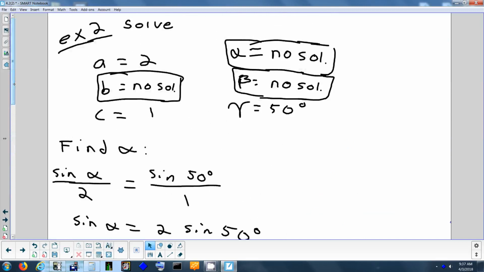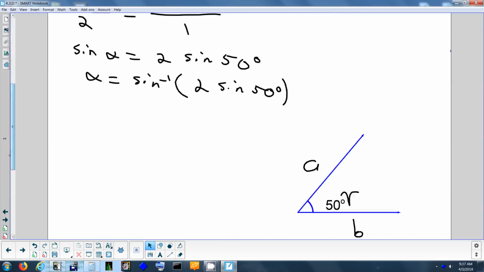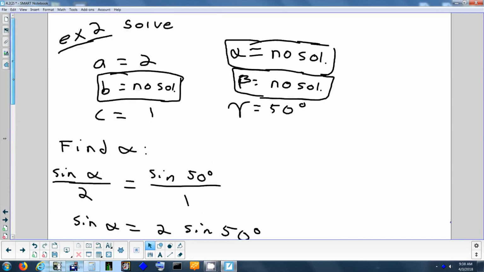Now, I need a side that's 1 unit long and 2 units long. Okay, so let me sketch that. So let's call this side 1 unit long. And to get a side 2 units long, just put 2 of them together. Okay, so there you go. There's a side 2 units long. Any question on that?